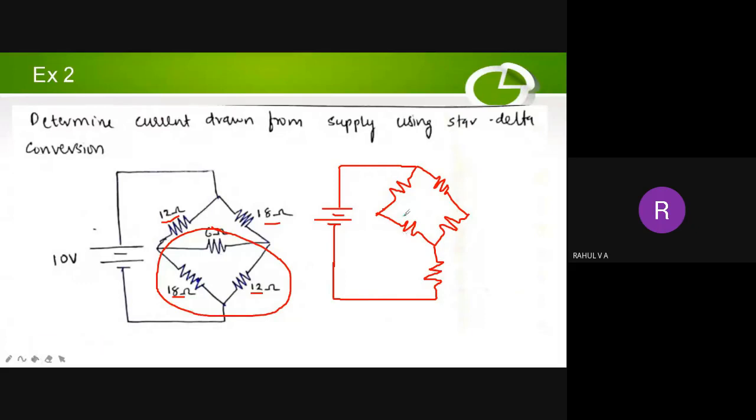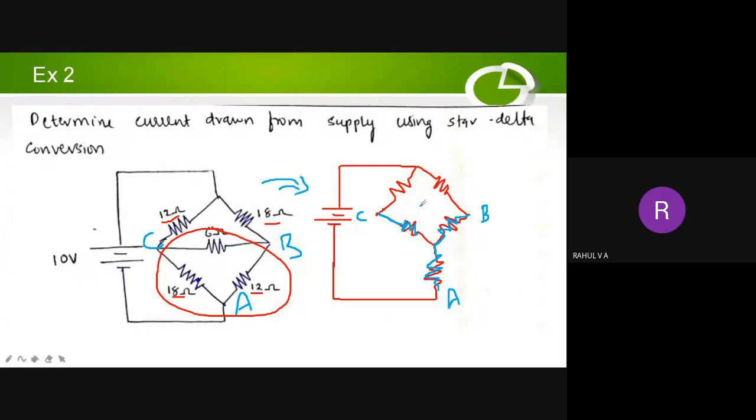Okay, that means if I convert delta into star, the new connection will look like this. So your result will be like this. So what you can do is you can take this as A, this is B, any method you can use, but when you are writing ABC like this, here also you have to write in the same similar manner, ABC. So if you convert delta to star, you will be getting a diagram like this.